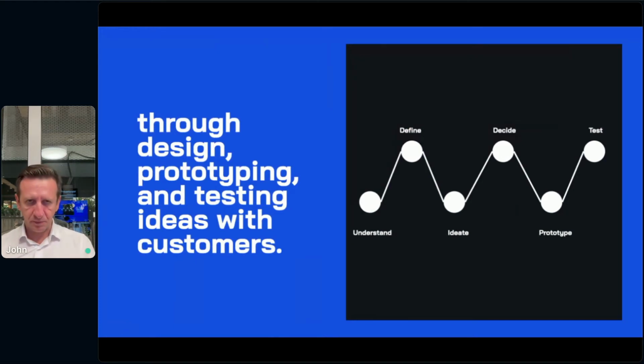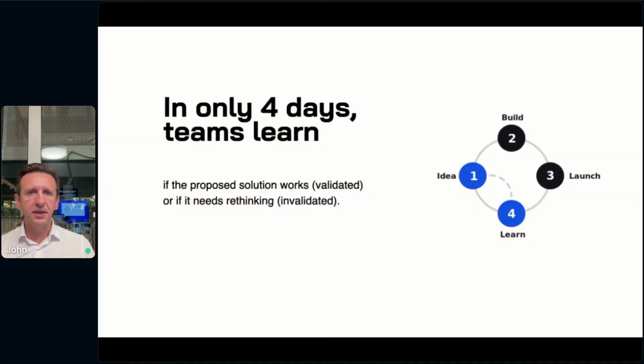So during this process, the team solves these big problems, going through, as I was saying, very exact steps. You can see them here on the screen. They start by understanding the problem, defining a goal, defining their assumptions, their blockers, the risk, where they want to go, and then they ideate solutions, decide on the best of them, they prototype them, and then they test them with customers. So in only 4 days, a team can learn whether their solution works, it's validated, or if it needs rethinking, if it's invalidated by user testing.